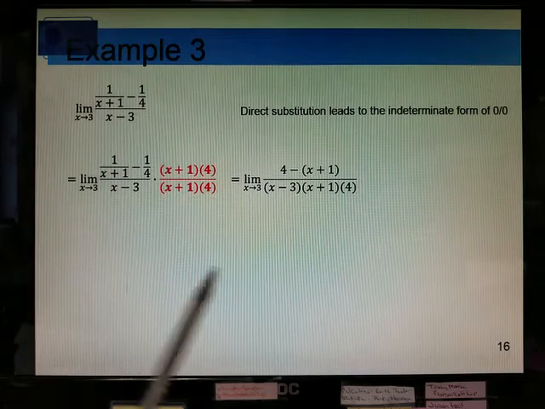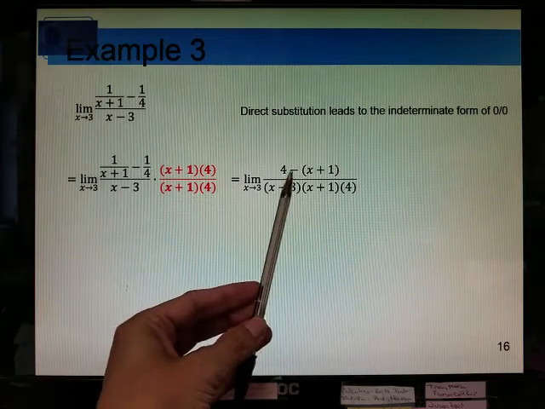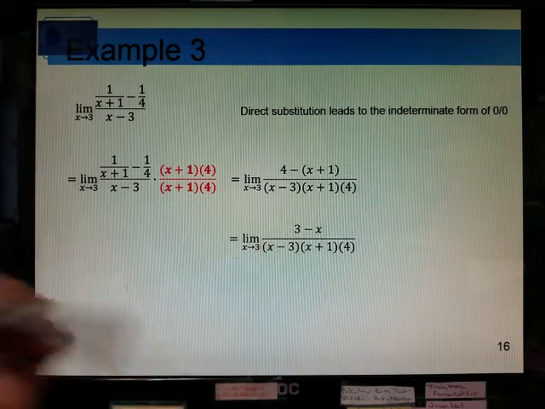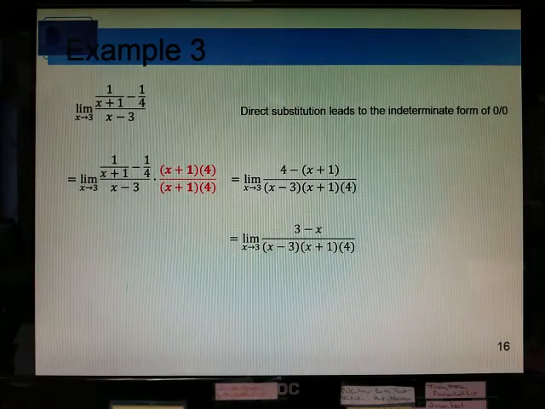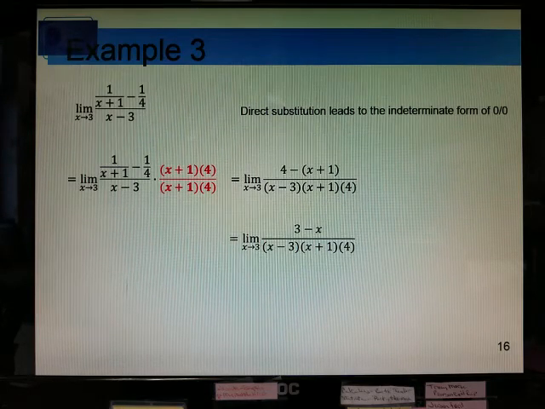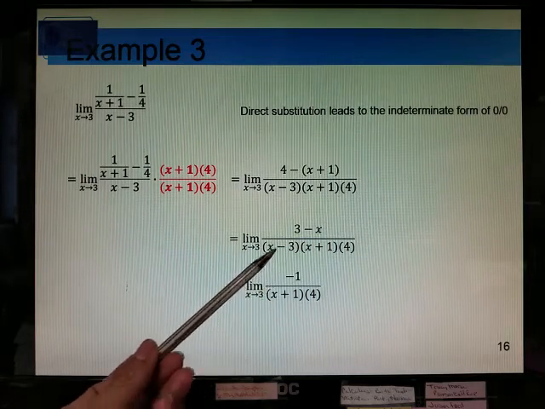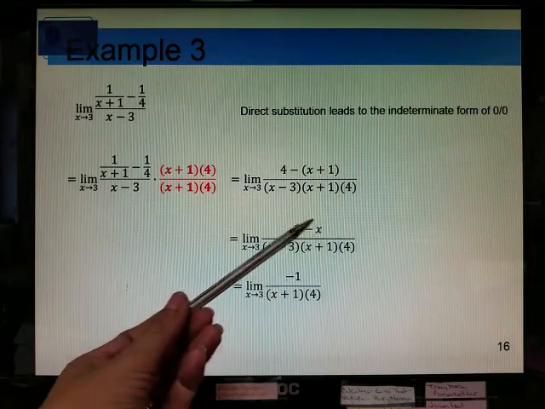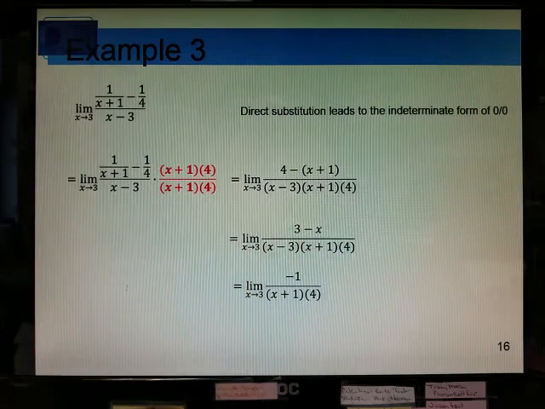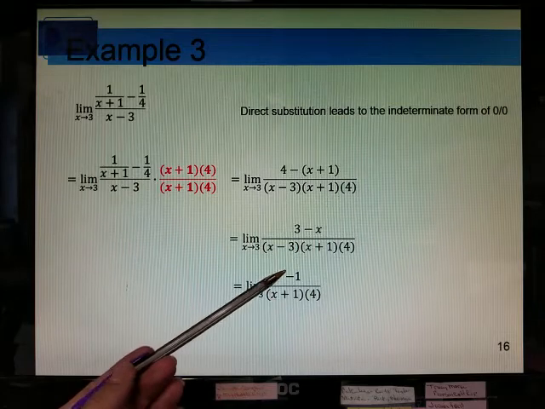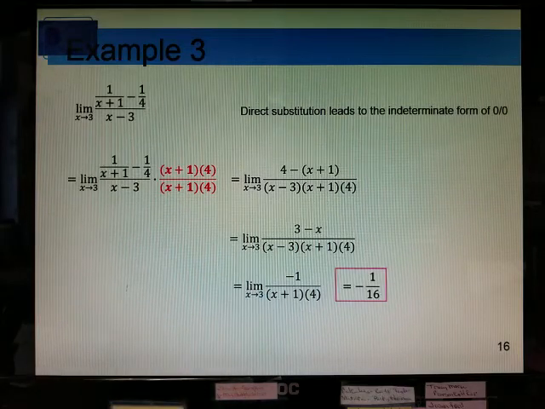So in that numerator, if I distribute this negative sign right here, I have 4 minus x minus 1. I'm looking at 3 minus x and x minus 3. They look kind of similar. Hopefully you're noticing that and going, wait a minute, those are opposites. When you divide those, you actually get negative 1. So I would get negative 1 over 1. So this becomes negative 1. That becomes 1. Now if I plug in the 3 into this, 3 plus 1 is 4. So my answer would be negative 1/16.